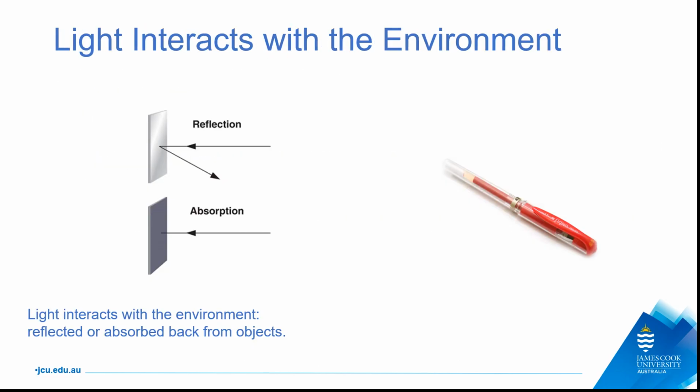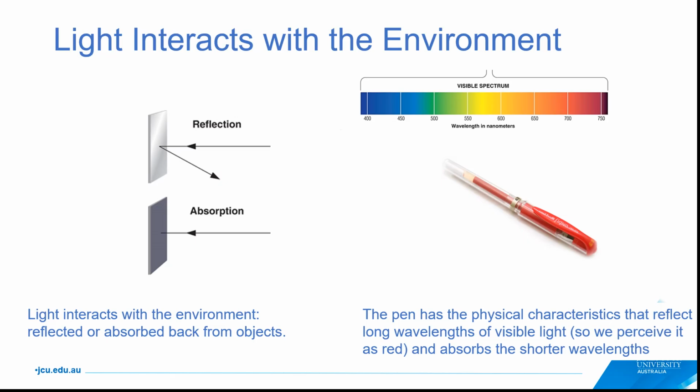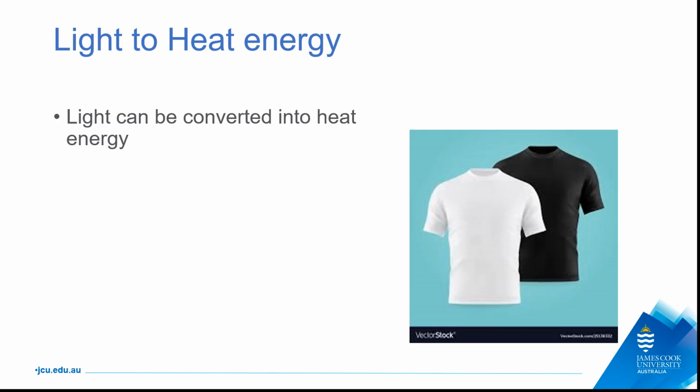Okay, so light interacts with the environment through reflection and absorption, the two main processes. On the right, we can see that this pen is red, right? Because it has physical properties that allow it to reflect long wavelengths of visible light. If it has properties that reflect short wavelengths, we'll see it as blue, right? So color, in other words, is a kind of perception, right? It's not entirely sensation, right? We still have to do some kind of top-down processing, some kind of interpretation.